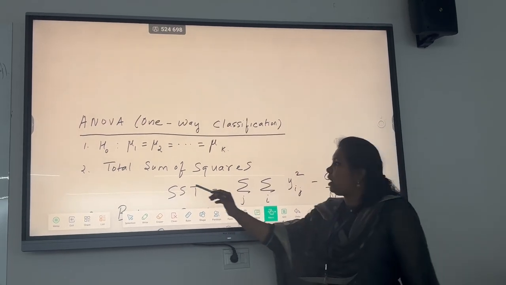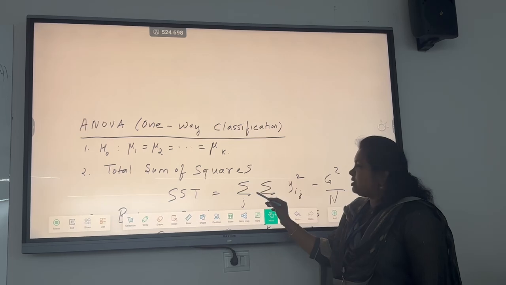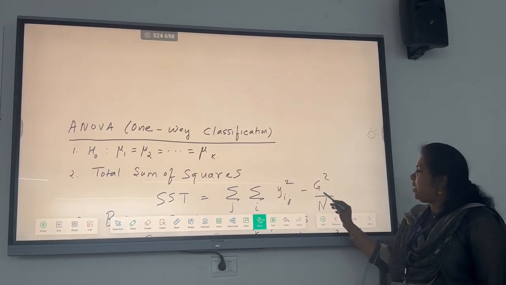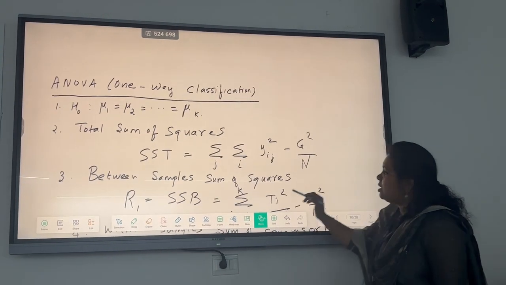Next, we have to calculate the total sum of squares, which is SST: the summation over j, summation over i, yij squared minus G squared by N. This G squared by N is what we call the correction factor.